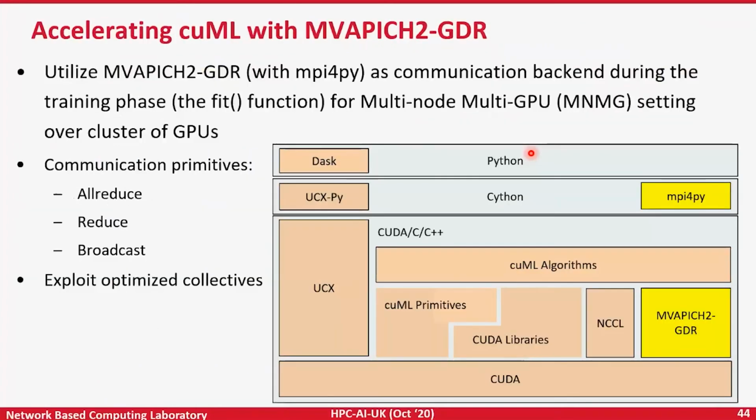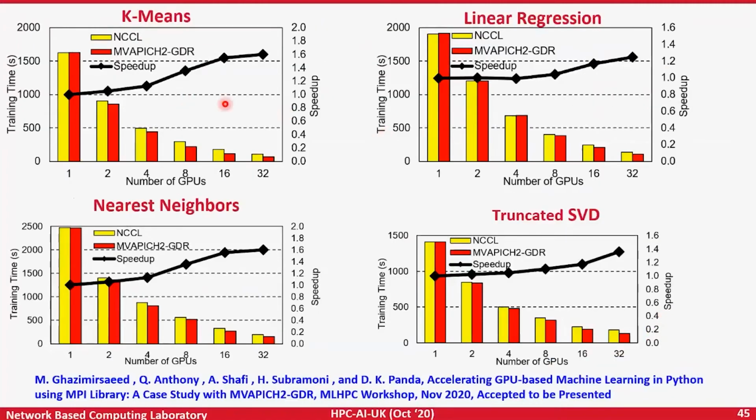We are using a similar approach with the community that is emerging in machine learning, which is cuML. They have a multi-node, multi-GPU setting so that you can actually scale. Currently it has UCX and NCCL support, but we have done the tight integration with our MVAPICH2-GDR. If you take a look at some of the numbers for k-means, nearest neighbors, linear regression, and truncated SVD, we are able to give almost a 1.6x, 1.4x speedup. This paper just got accepted into the ML-HPC workshop, and will be presented in conjunction with Supercomputing. You will see much more results there.